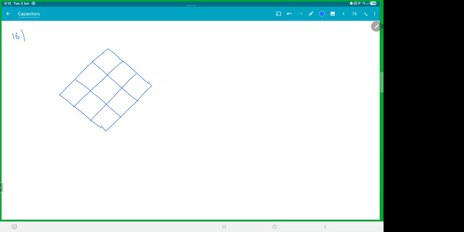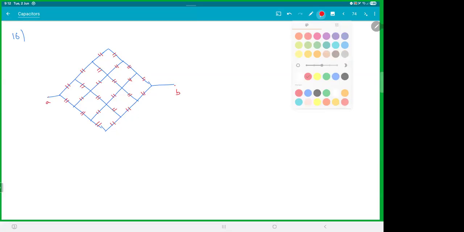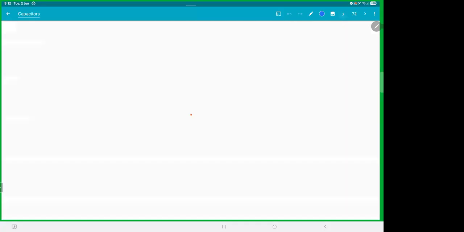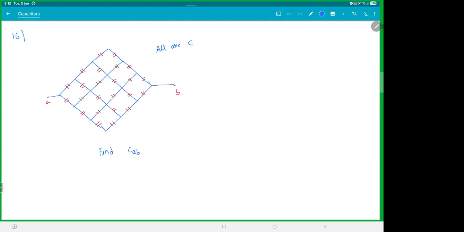We are drawing a smaller cube, a 3 into 3 version. The example I gave was a 4 into 4. So let's say we have a circuit like this. All the segments are capacitors. All these red ones are C capacitance. This is A, this is B. Find CAB. This thing has both axial symmetry and bisector symmetry. In the example here, I gave a 4 into 4 grid. This is more complex. A 3 into 3 grid is good.